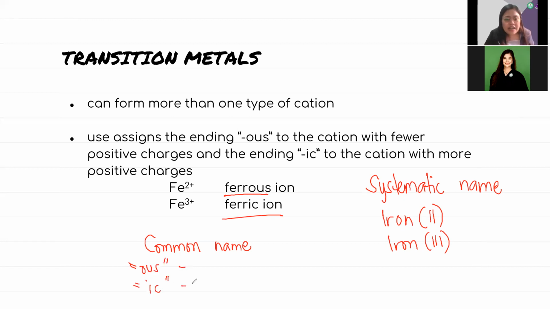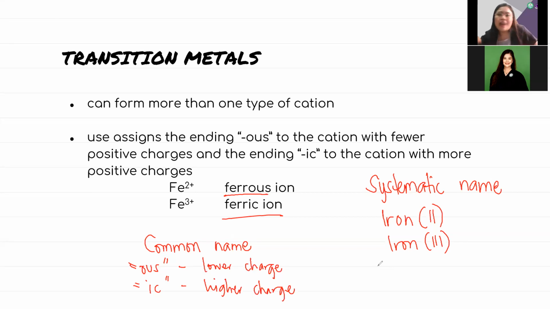Now, how do we know kung OUS or IC ang gagamitin? The element's name will end with OUS if it has the lower charge. Again, the lower charge. And then, mag-i-end naman siya sa IC if it has the higher charge. So, in the case of iron, we only have two, positive 2 and positive 3. So, definitely the positive 2 is lower. So, we will call this the ferrous iron. Common name yan. Pero pag systematic name, syempre, that's iron 2.